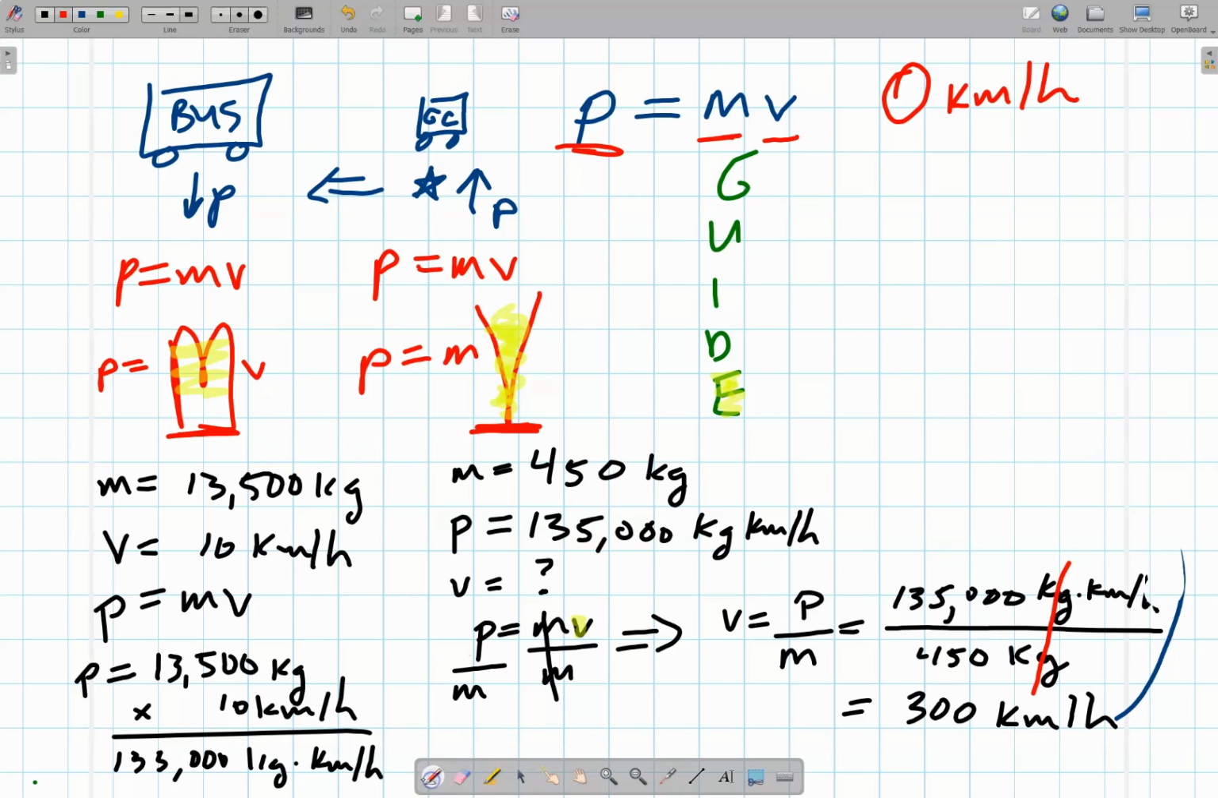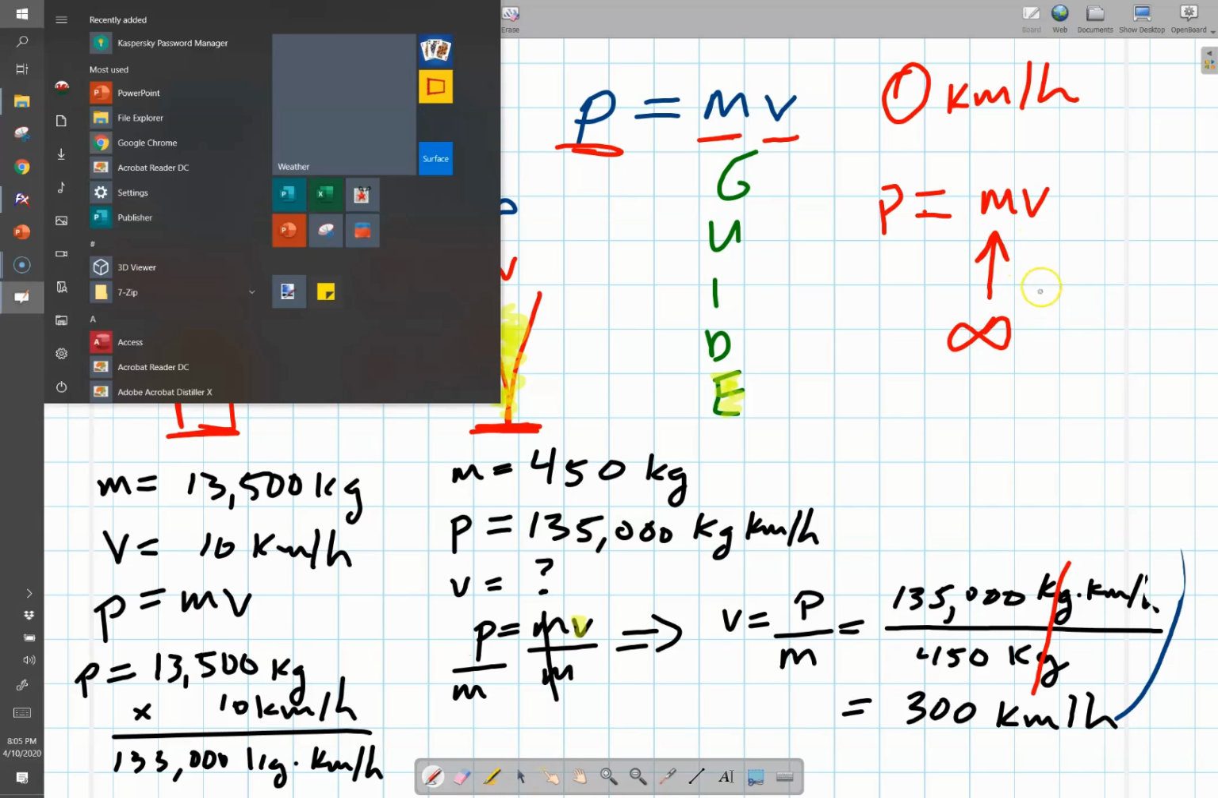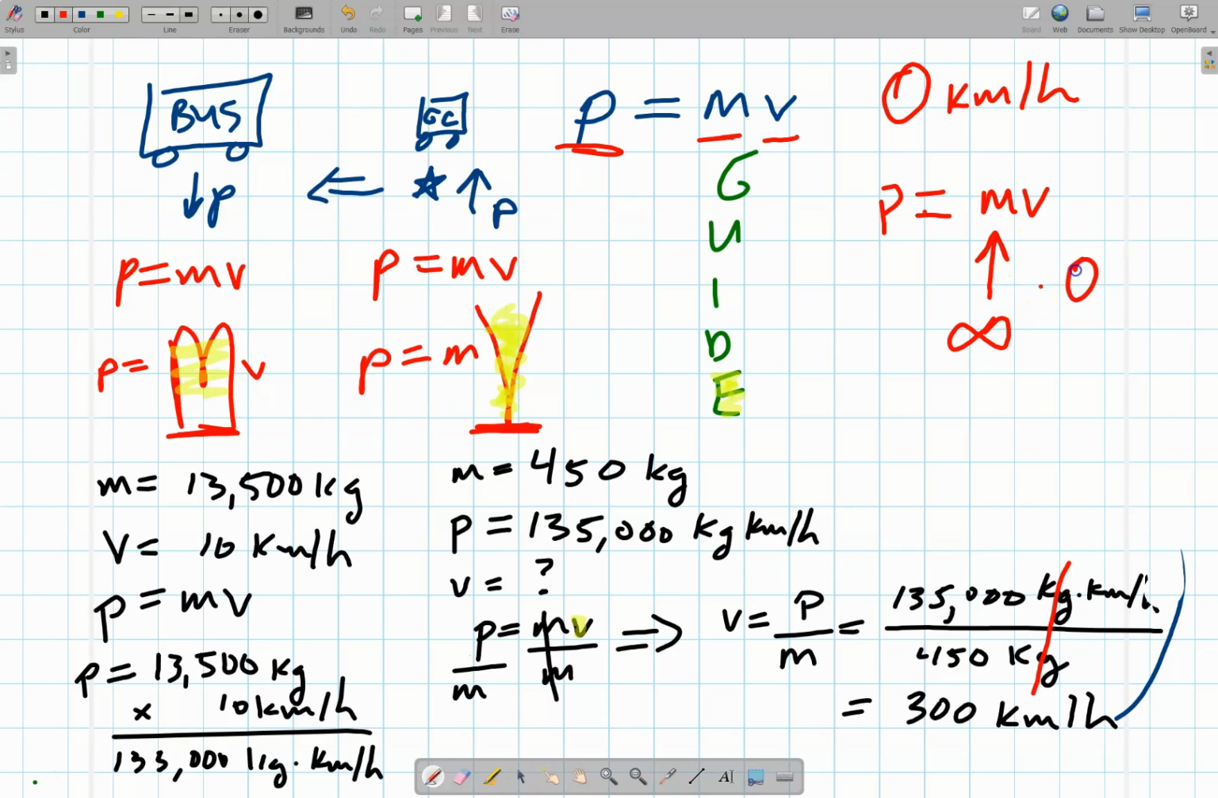So if the bus has an enormous amount of mass, momentum being inertia in motion, and this number is incredibly high, it could even be infinitely high mass, beyond the scope of this course. But if you had a staggering amount of mass, but a velocity of 0 meters per second, or kilometers per hour, then the overall momentum is always going to be 0 kilogram meters per second. And that is one way that I was wanting to try and drive, pun intended, your thoughts with this problem with the bus and the golf cart.